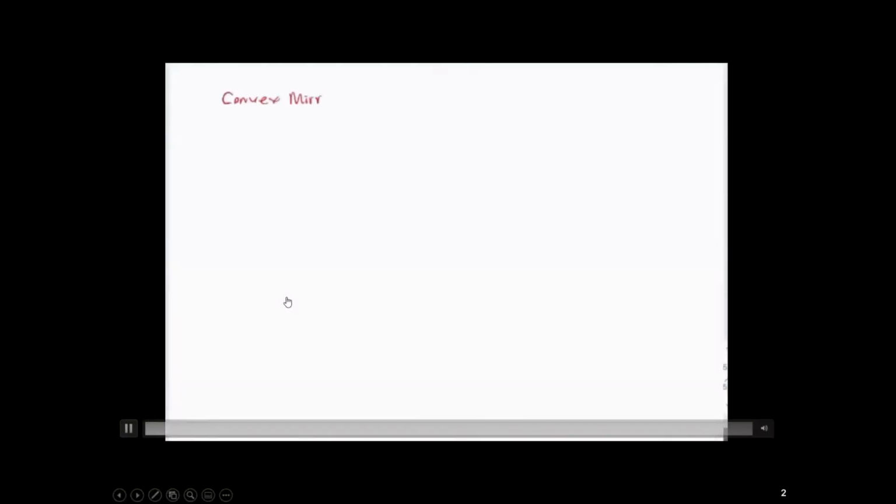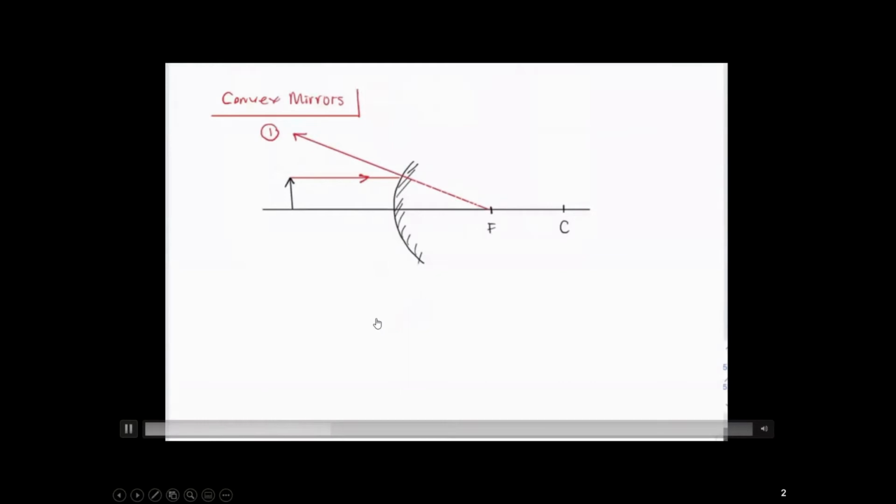So let's use some ray tracing to figure out what happens to the image of an object. So you've got the focal length, you've got the radius of curvature. Here's rule number 1: the ray which is parallel to the optical axis, upon reflection, is going to move in a direction which is lined up with the focal point. So it just gets reflected in that direction.